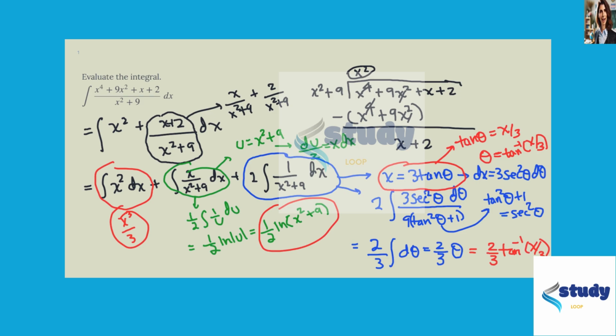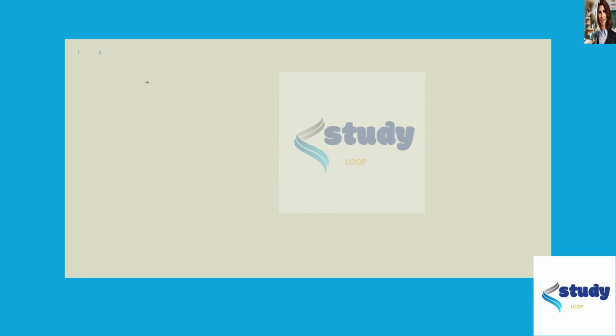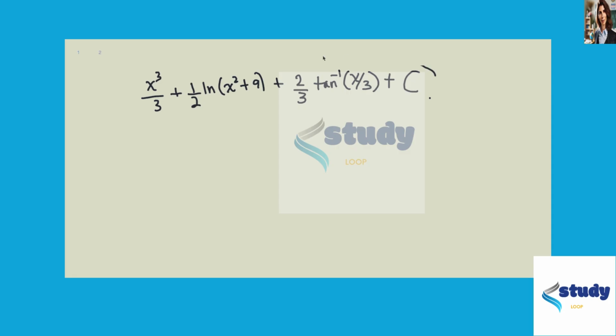Let's go to the next page and write this answer. First integral, we had x cubed over 3. Then for the next one, 1/2 natural log x squared plus 9. And then for the last one, the trig substitution, we had 2 over 3 theta, and that became tan inverse of x over 3. And then finally, we can add our constant of integration, and that'll be our answer.